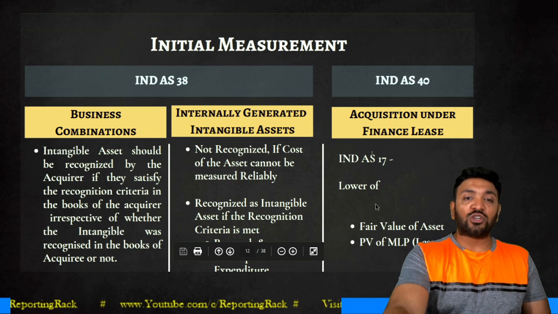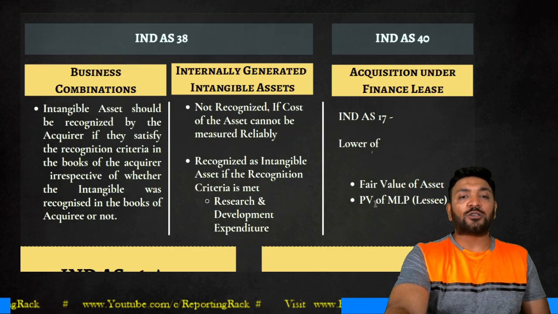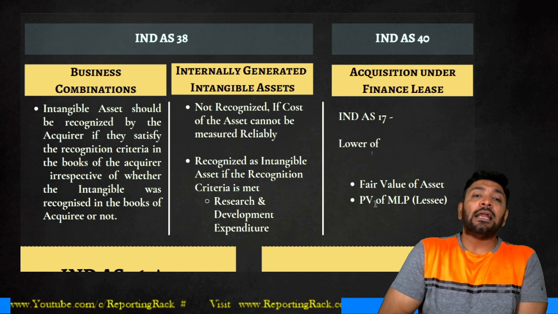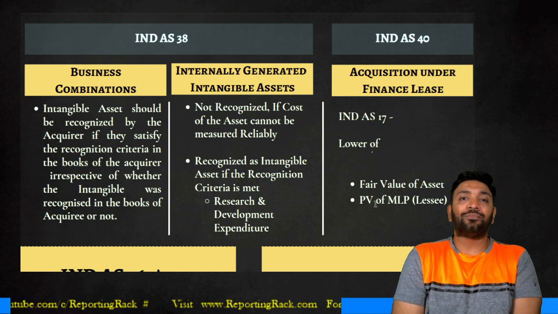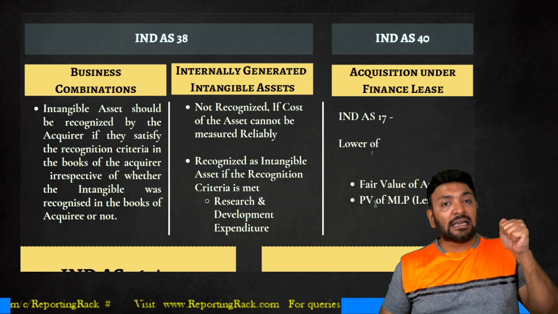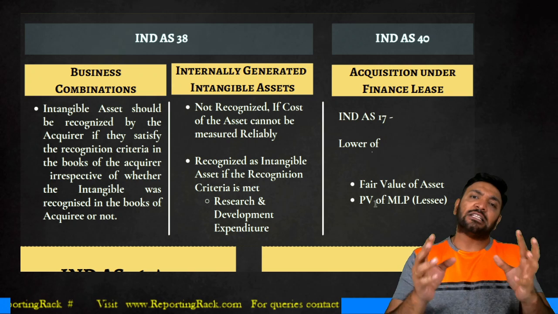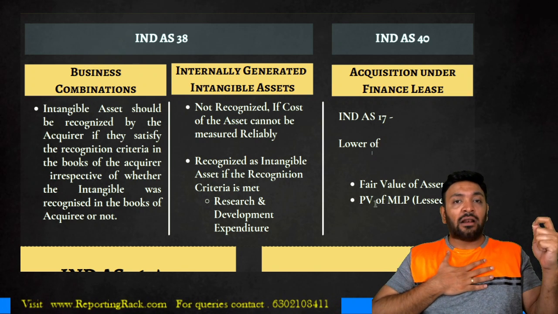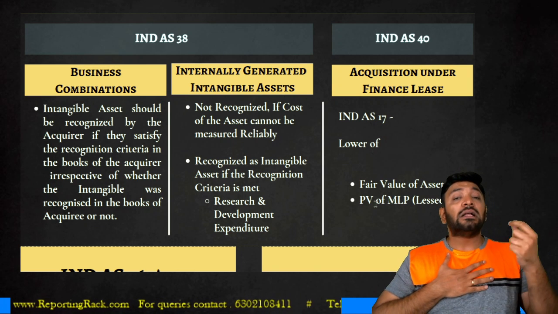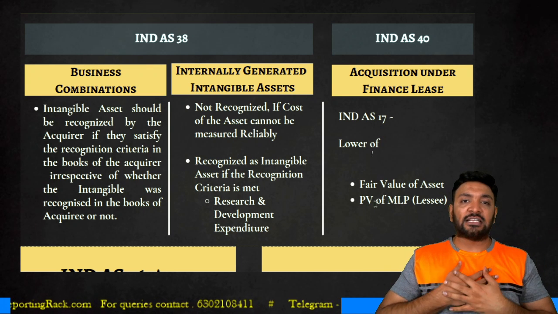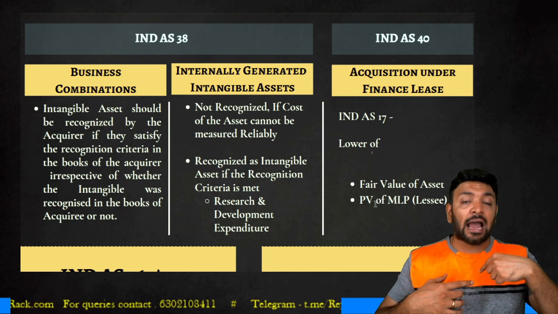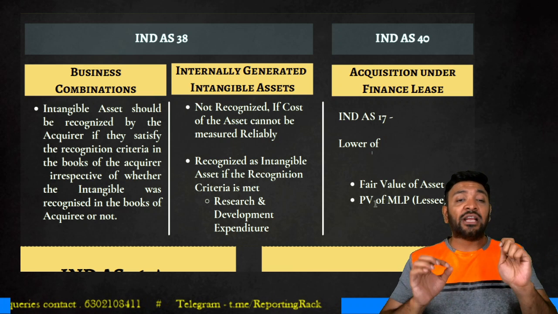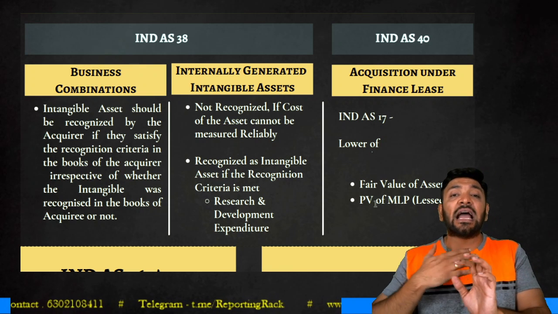Two new aspects will come under IND AS 38 and one new aspect under IND AS 40. What are these aspects? Under IND AS 38, there is acquisition through business combination. What is this? I acquired tangible assets along with intangible assets on business combination. I am the acquirer. He is the transferor. The transferor recognized a particular intangible asset. I will recognize that intangible asset in my books of accounts after the business combination only if the recognition criteria is met in my books.